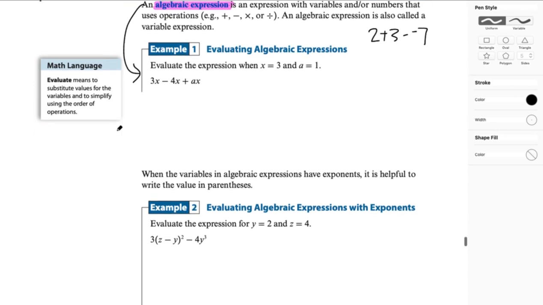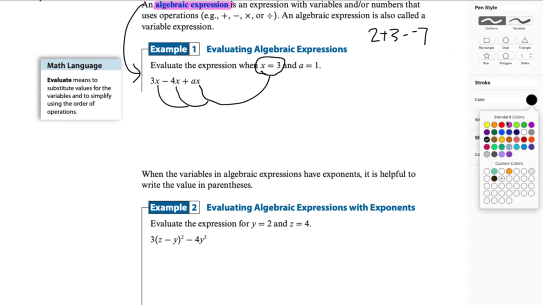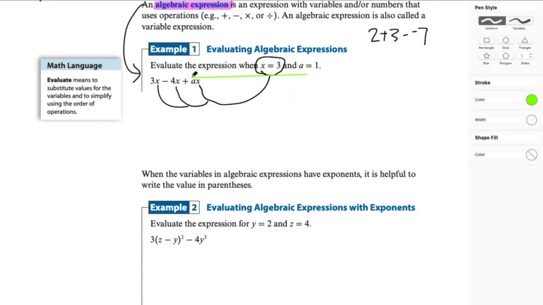So let's look at example 1. We are evaluating algebraic expressions. To evaluate means to get a numerical answer once you've done the correct substitution. We're going to evaluate this. So x is equal to 3, so we're going to put 3 in here and in here. And then we're going to put 1 in for A. And so we're literally just substituting. That should be a pretty straightforward process for you, I know. My arrows are looking terrible, but you get the idea.